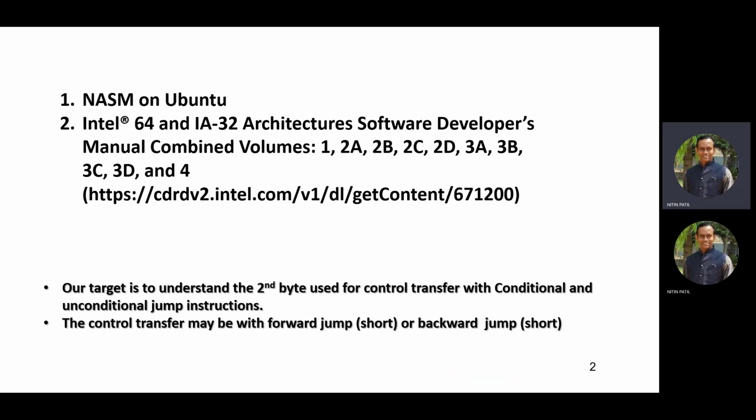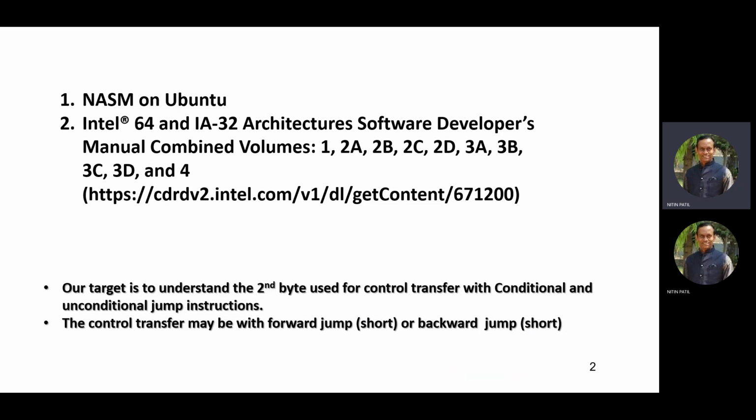I have added the link here, which can be downloaded. This manual can be downloaded and used further. Now, as a part of this whole work, our target is to understand, when we talk about a jump instruction, how the control gets transferred, no matter whether it is a conditional jump or an unconditional jump. This control transfer would be either a forward jump or a backward jump, and we are mainly concentrating on short jumps.